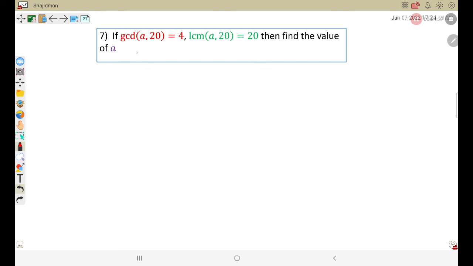If GCD of A and 20 is equal to 4, okay, GCD is given, GCD equal to 4, and LCM of the numbers A and 20 is 20, then find the value of A. What is the value of A? That is the question, correct? A number we don't know, B number is given, 20. GCD is 4 and LCM equal to 20. What is your A number? That is the question, okay.